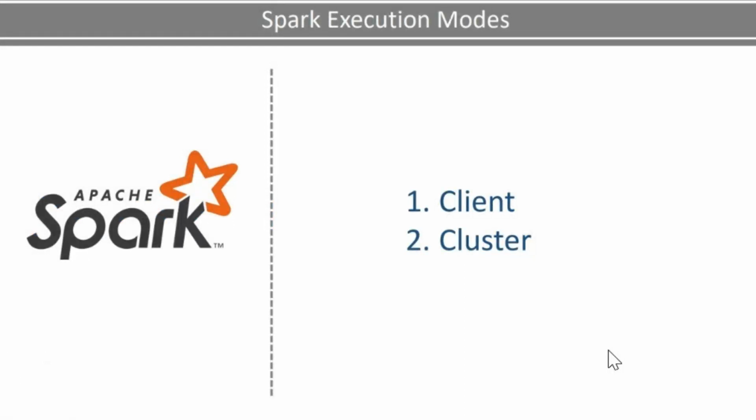Spark gives you a choice to run your application in one of the following modes. There are 2 modes: one is client mode and the other is cluster mode. The client mode is designed for interactive clients such as Spark Shell and notebooks, as we have already discussed. Spark Shell and notebooks are in client mode, which is an interactive mode.